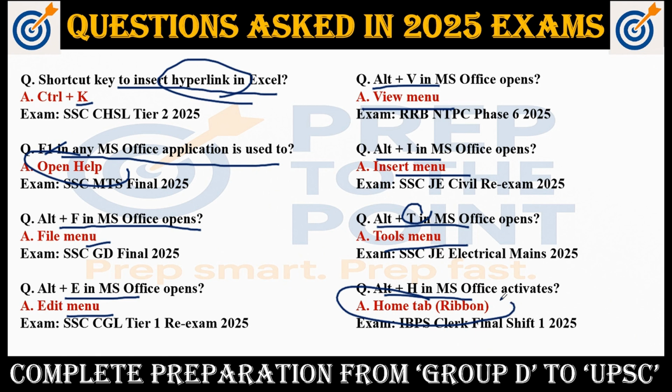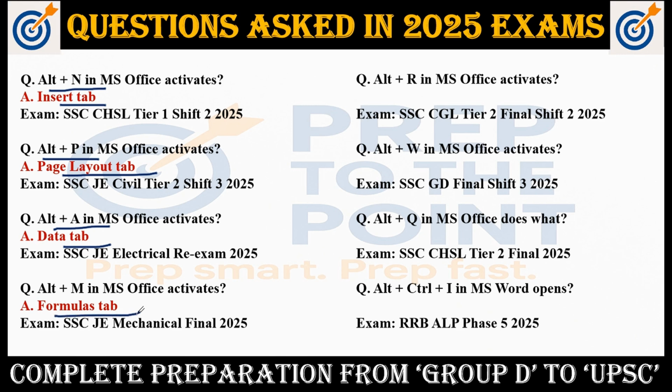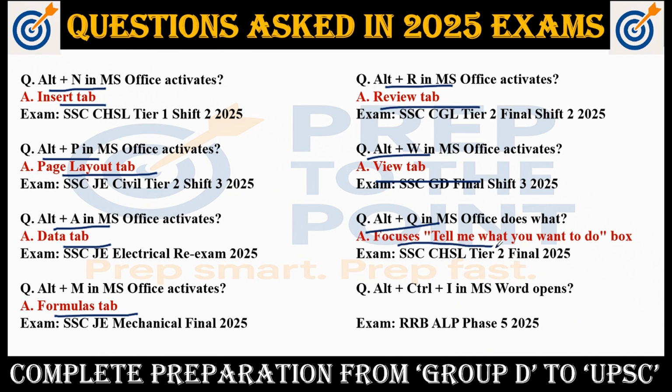In the ribbon there will be the home tab, and to go to the home tab we have to use Alt H. Alt plus N, insert tab. Alt plus P, page layout tab. Alt plus A in MS Office activates the data tab. Alt plus M, formulas tab. Alt plus R for review tab. Alt plus W, view tab. Alt plus Q is used to focus the tell me what you want to do box.